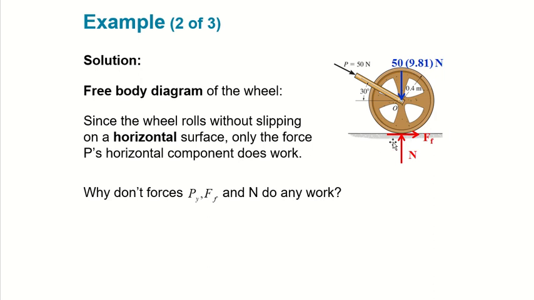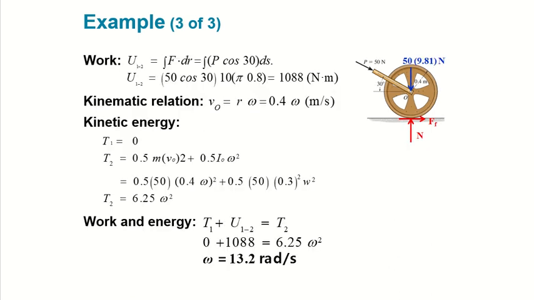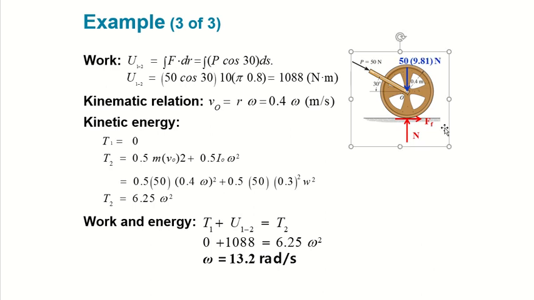We're just going to roll without slipping on a horizontal surface. Only the horizontal component of the force P is going to do work for that motion. So why don't forces W and N do any work? Because they cancel out each other. All right, so work is your force times your change in distance. The force is at an angle, in this case 30 degrees, so we use cosine 30 because it is the horizontal component direction.